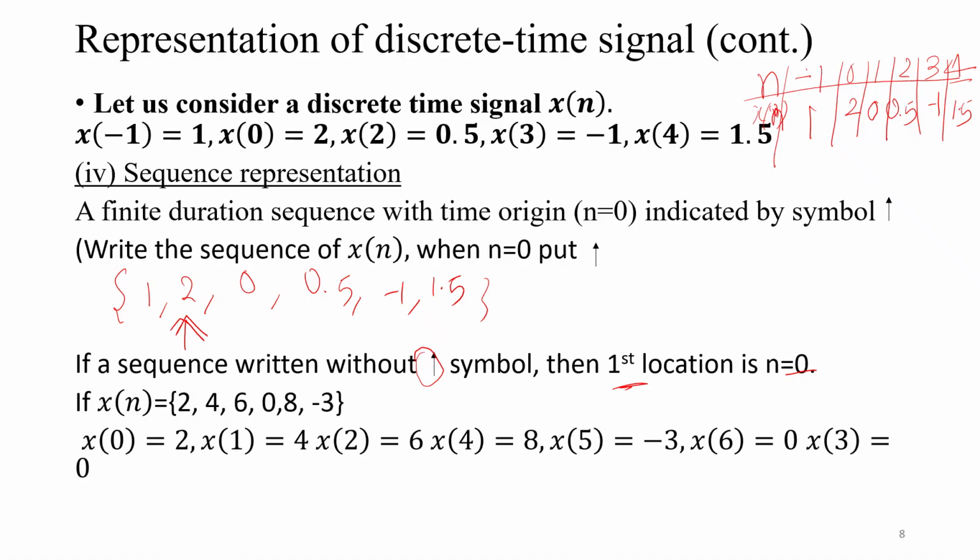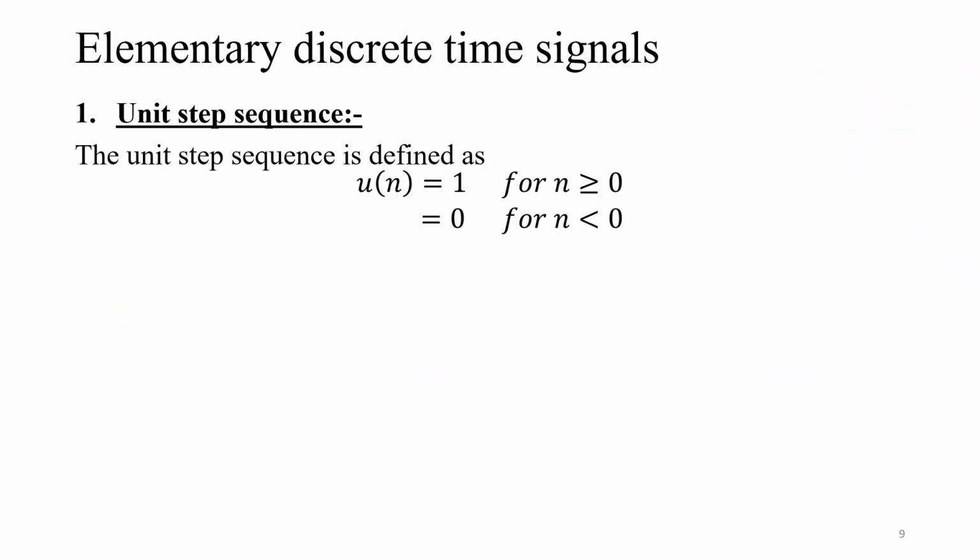x of 0 is equal to 2, x of 1 is equal to 4, x of 2 is equal to 6, x of 3 is equal to 0, x of 4 equal to 8, x of 5 equal to minus 3. So x of 6 is equal to 0, we can go onward. So I think it is clear now. So elementary, we know that.